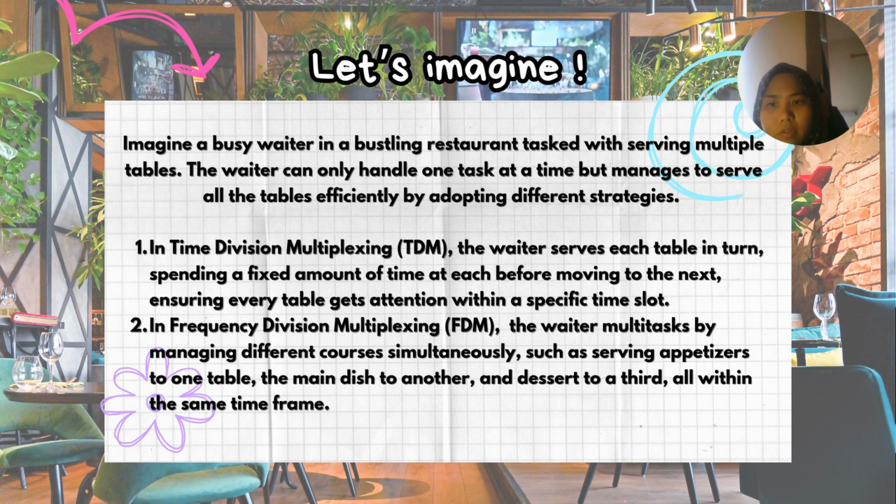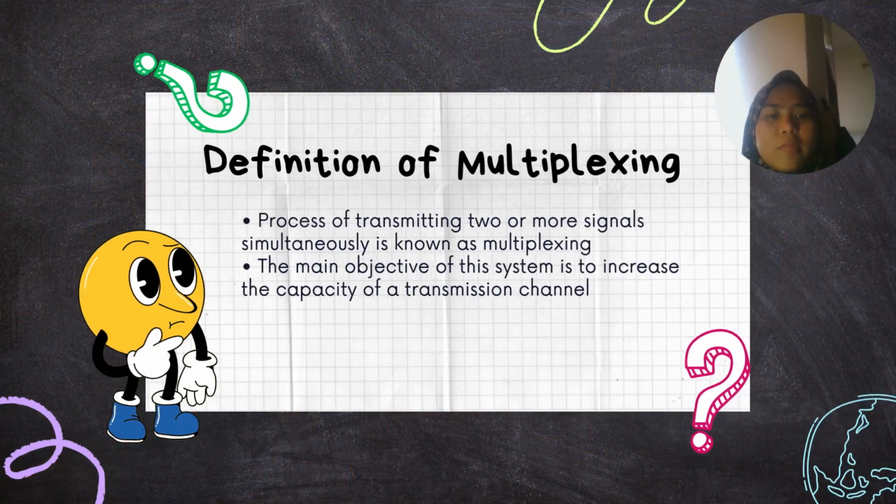In frequency division multiplexing, the waiter is a bit like a multitasker. They manage different courses at the same time. For example, they might serve appetizers to one table, the main dish to another, and dessert to a third, all happening in the same time frame. Just like the waiter efficiently manages multiple tables, multiplexing helps share a communication channel to handle multiple signals or data streams. The process of transmitting two or more signals simultaneously is known as multiplexing.